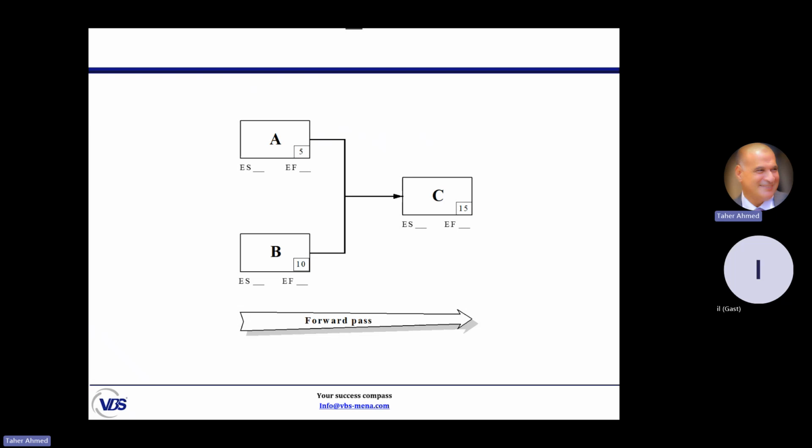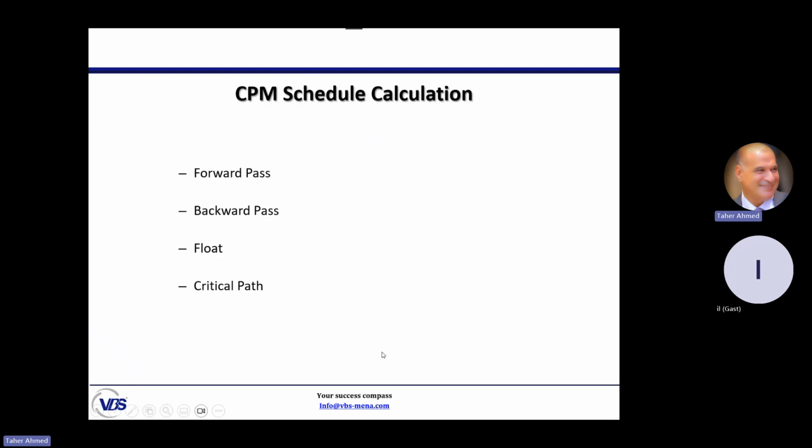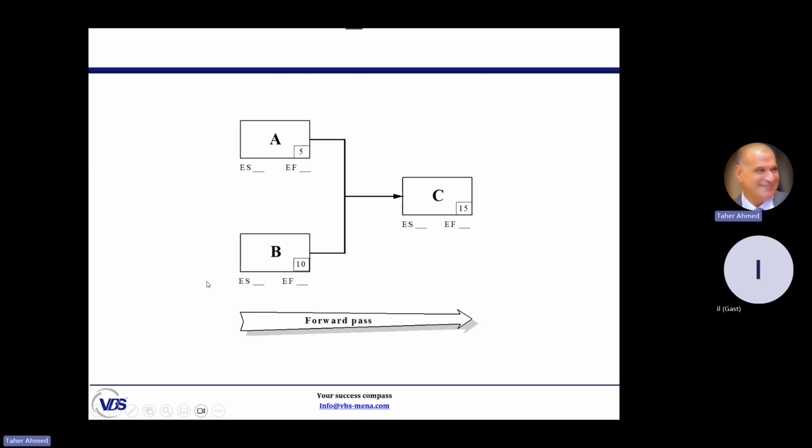Right. This is a very simple project with 3 activities. But in real life, as I told you, we have projects with more than 60,000 activities. Can I do it manually, going through each path and calculating how long it takes to complete? Of course not, it is impossible. So we have to use the critical path method, which has 4 steps: forward pass calculation, backward pass calculation, calculating the float, and then determining the critical path.